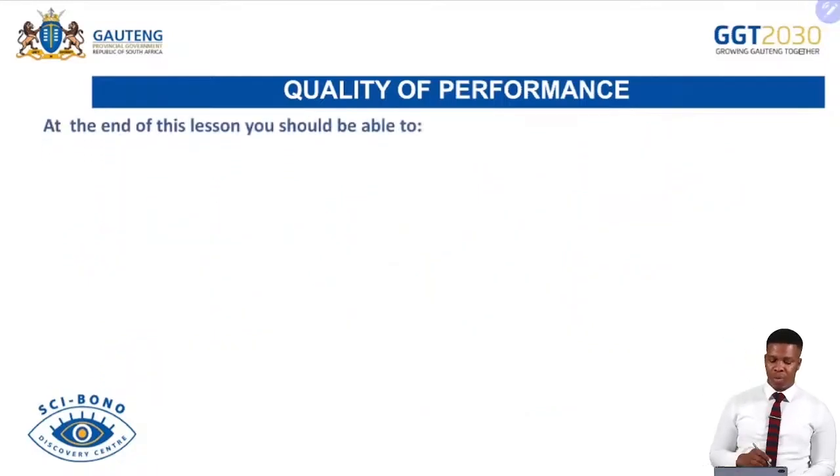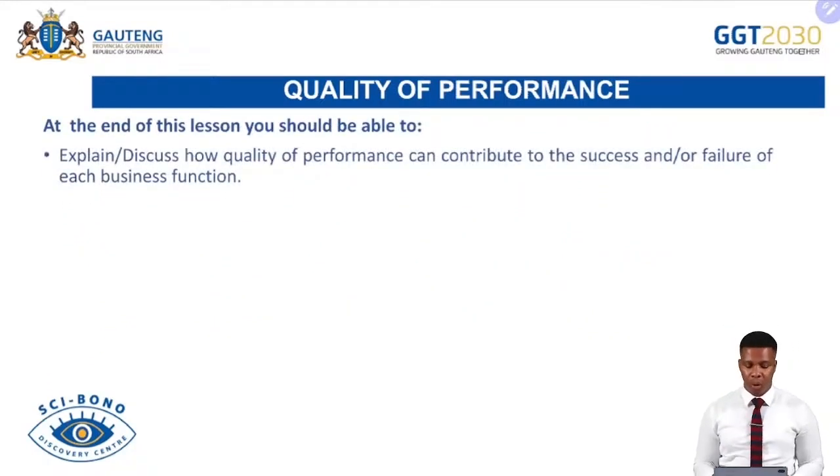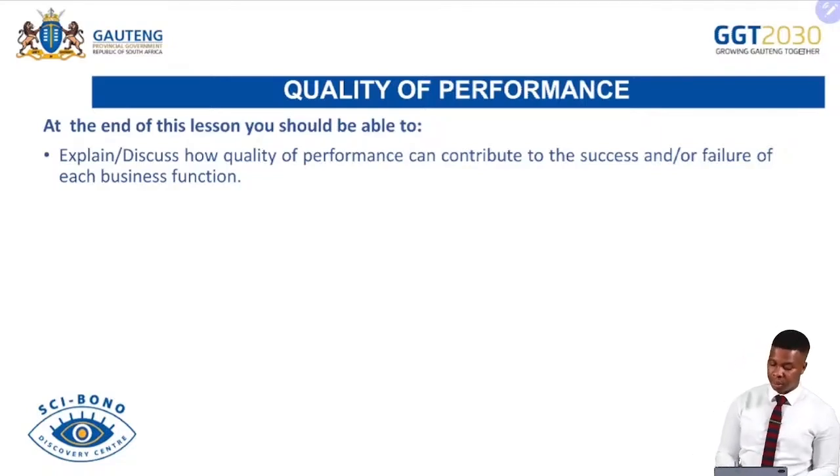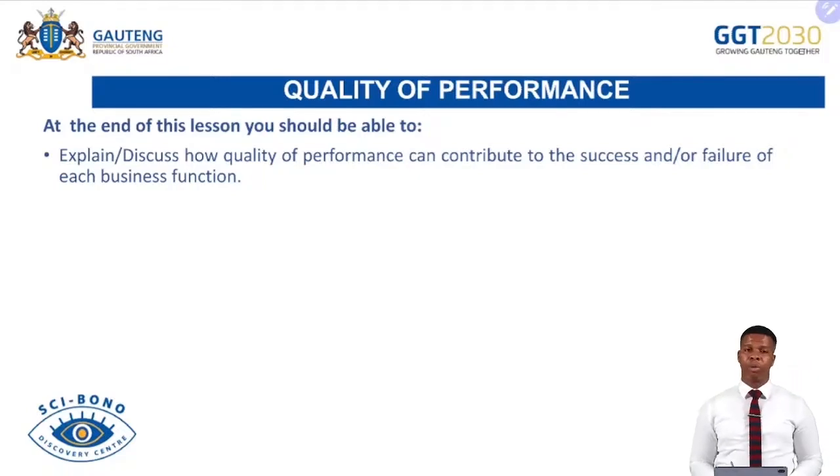And then as we proceed, we look into now discussing the quality performance, or how each function can contribute to the success of the business function. So that also has to be known. You should know how to explain or discuss how quality of performance can contribute to the success or failure of each business function. And what is key there to understand is that you should understand the business functions. You have 8 business functions, and you should know the quality indicators, or how each function contributes to the success.